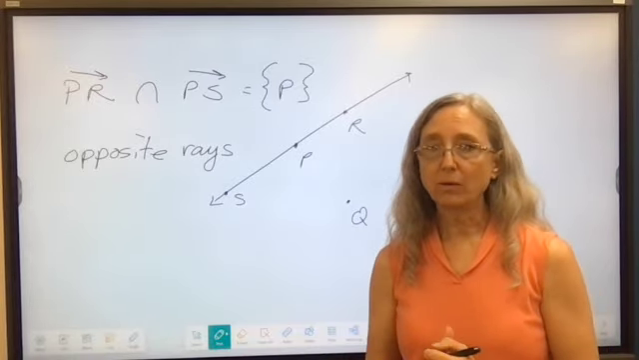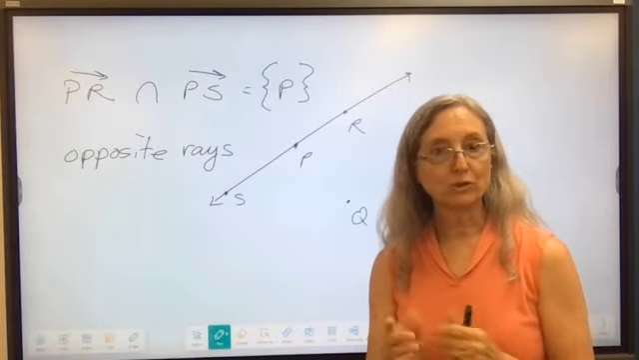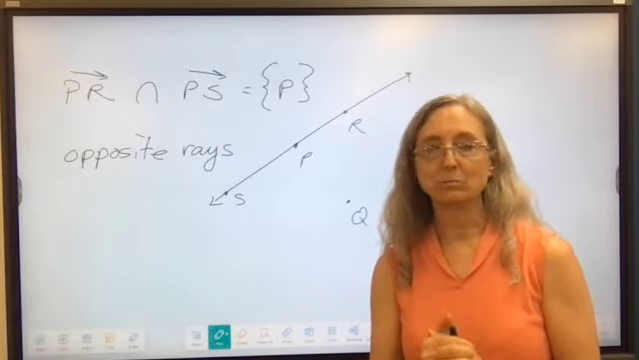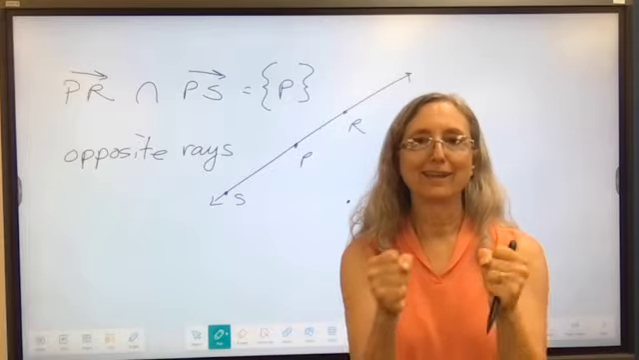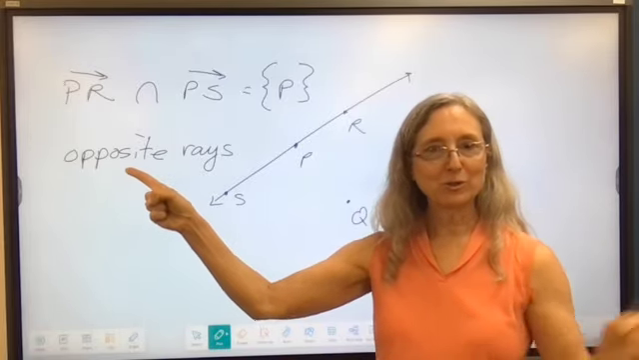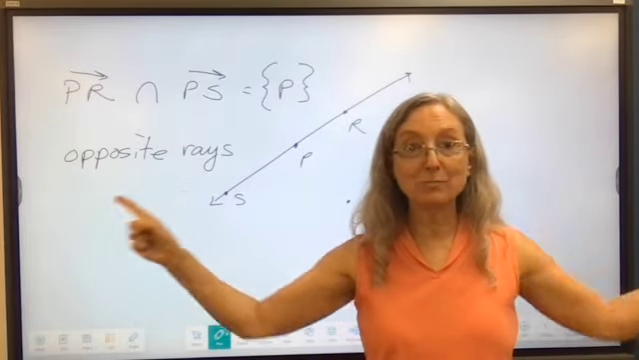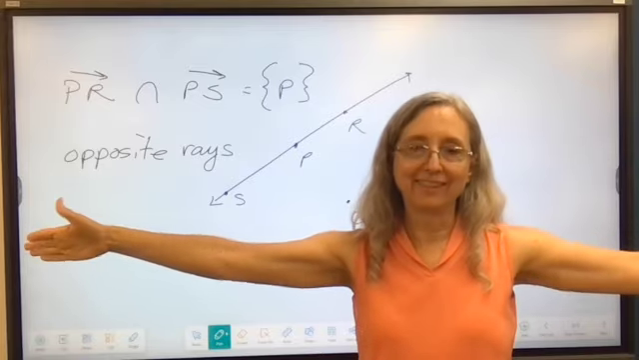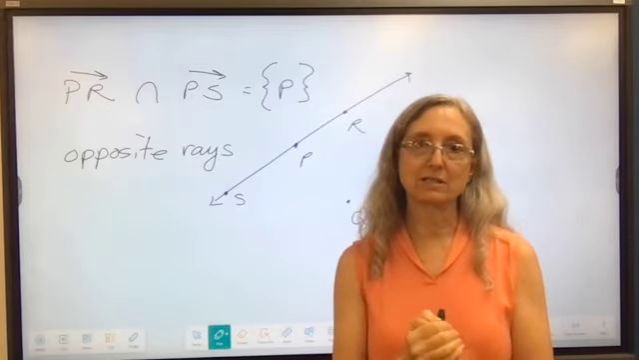So two rays are opposite rays if when you put them together you end up with one line. It would be like you having two ray guns and you would do one ray in one direction, the other ray in the other direction, and it makes a straight line. Then they are opposite rays.